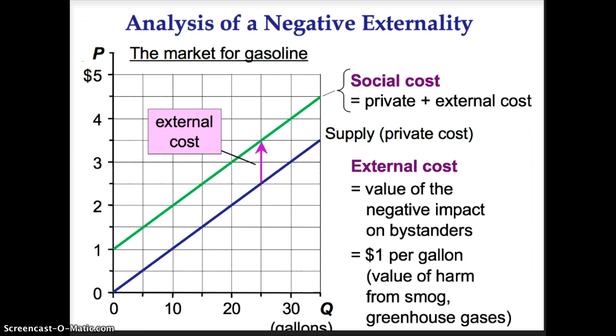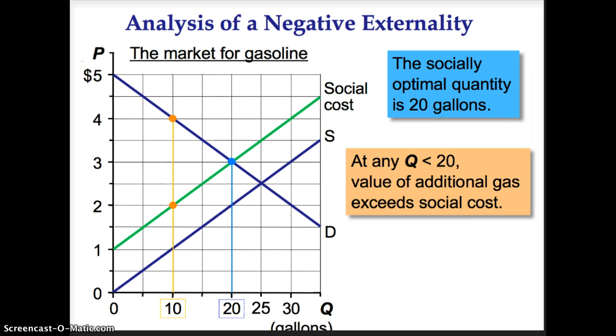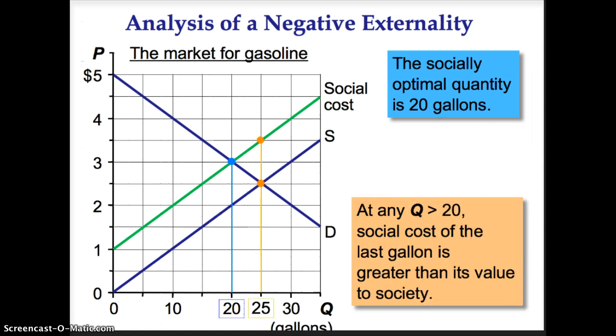Let's assume in this case that the negative impact on gasoline is $1 per gallon due to the harm from smog and greenhouse gases. The socially optimal quantity is 20 gallons of gas, since that is the equilibrium quantity when taking into account the external costs. At any quantity less than 20 gallons, the value of additional gas to consumers exceeds the social cost. At any quantity greater than 20 gallons, the social cost is greater than its value to society.